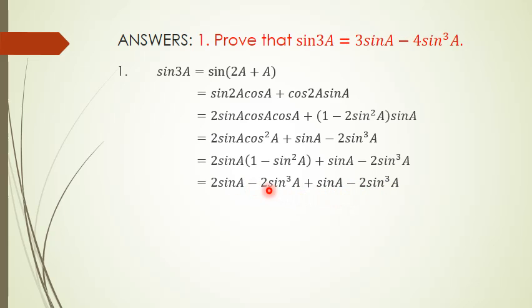Now looking at the result, we identify like terms. That's 2 sine a plus sine a. This gives us 3 sine a. Then minus 2 sine cubed a minus 2 sine cubed a gives us minus 4 sine cubed a. And this is the required result.